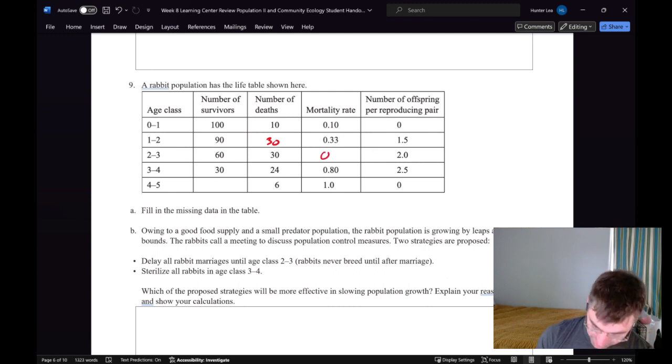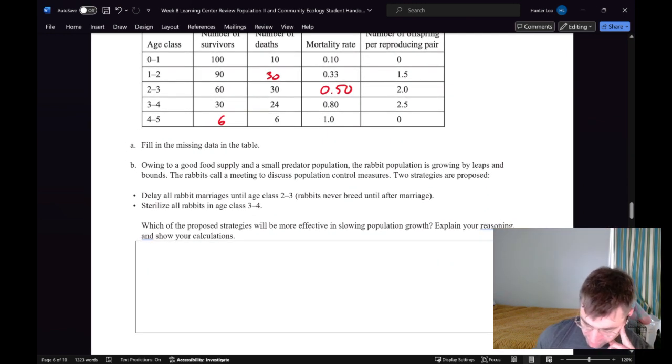Our mortality rate is increasing. 30 is half of 60. Okay. Number of offspring per reproducing pair. Number of survivors. Okay, then here we have a really big mortality rate. That's 80%. We have but six survivors, 6 deaths. That's 100% mortality rate. They're all gone.